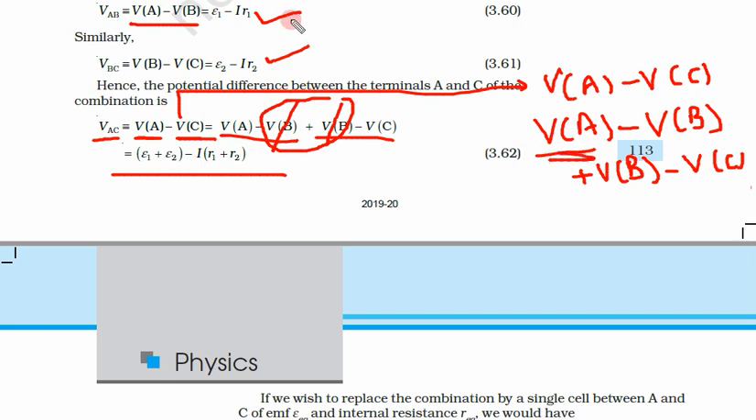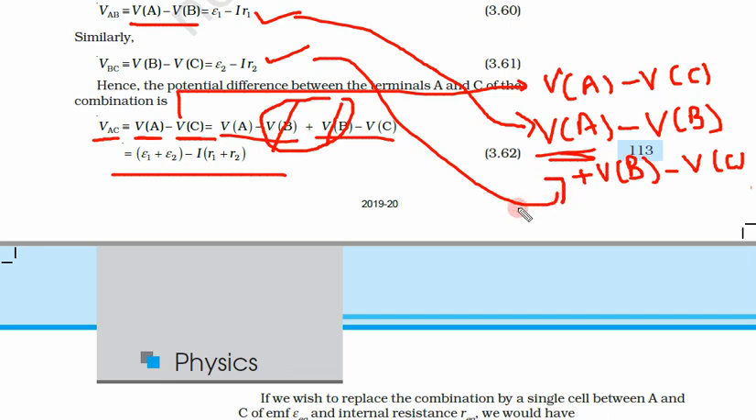So we added VB and we subtracted VB. This first term is this and this second term is this. So just by adding VB and subtracting VB, we get these two, VAB and VBC. So this VAC is converted into VAB plus VBC. So it is converted into this and the values are epsilon 1 minus IR1 and epsilon 2 minus IR2. So epsilon 1 plus epsilon 2 are added, minus I is common, R1 plus R2.